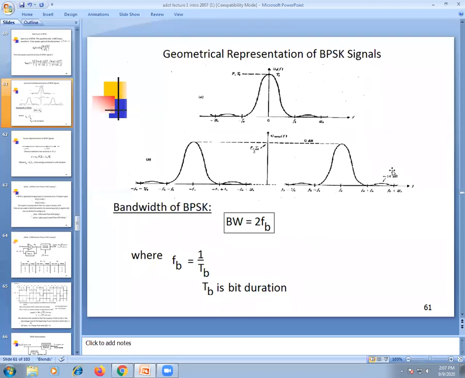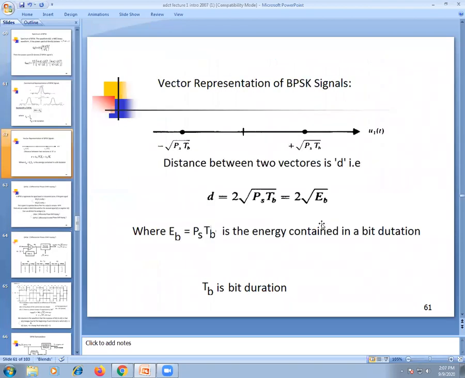So this is the geometrical representation of the BPSK signal. Now you can go for another representation, which is nothing but the vector representation of the BPSK signals.